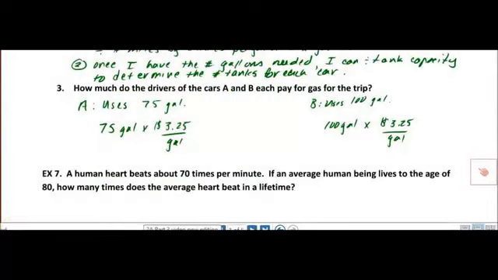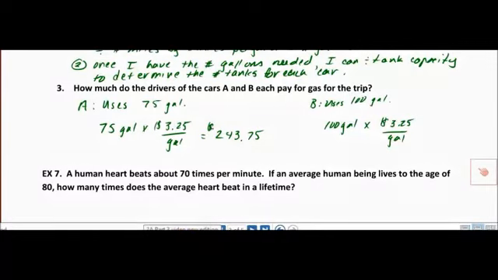Last part of this problem, how much would each driver, car A and B, pay for the gas for the entire 3,000-mile trip? We found out that car A uses 75 gallons of gasoline for the entire trip, so if we multiply 75 gallons by $3.25 a gallon, we end up with a total of $243.75 total gasoline costs for car A.